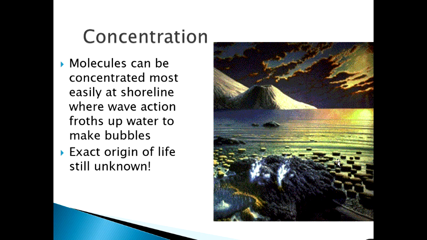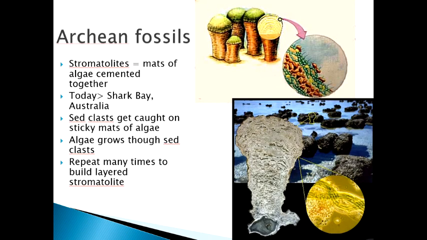And if you look at this painting here, I really like this one. Look at these weird little pods that are right there at the near shore area. These things are the artist's representation of what the evidence says is the first evidence of life on planet Earth. The Archean fossils, the oldest fossils we know, are these things that we call stromatolites. All they are is mats of algae that are cemented together.